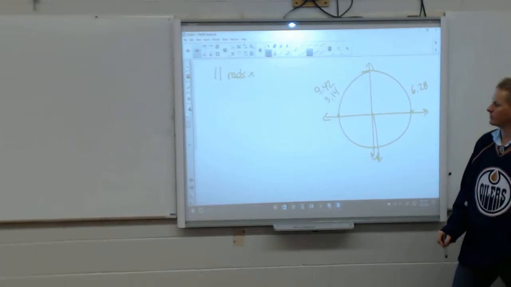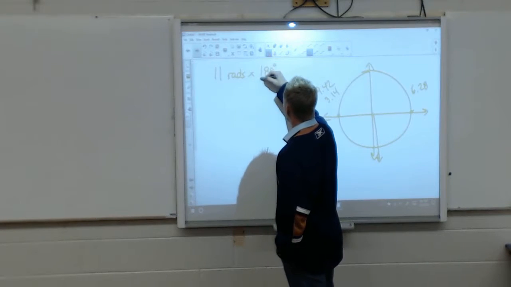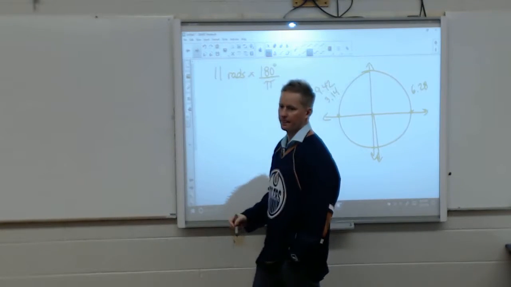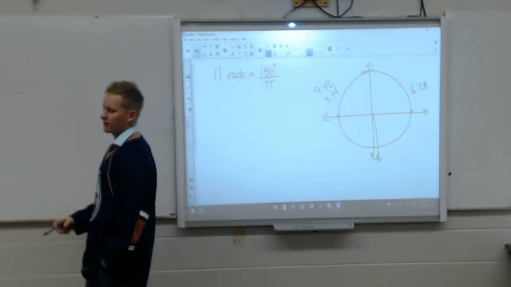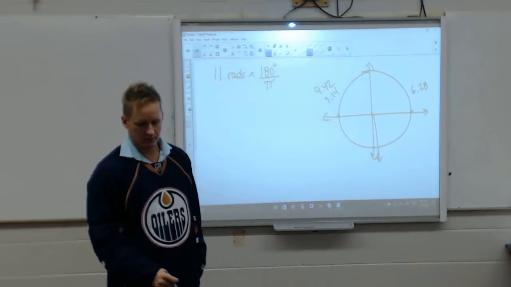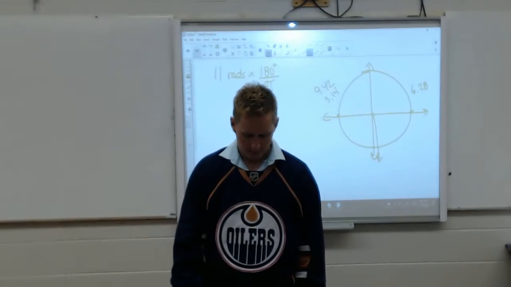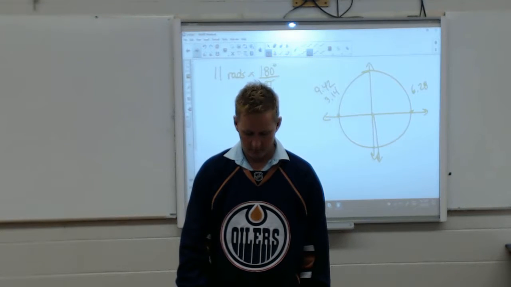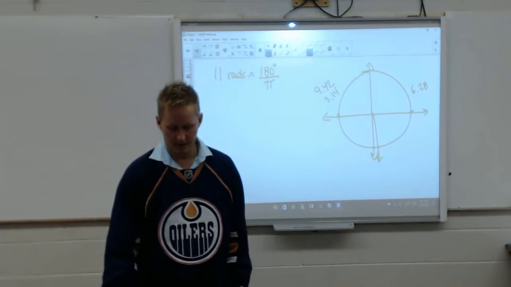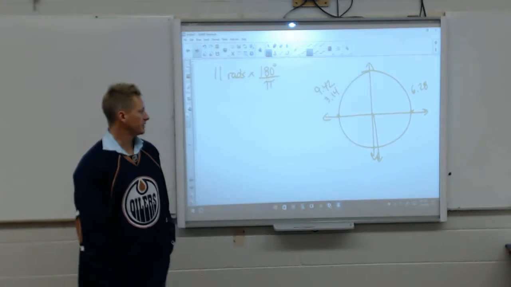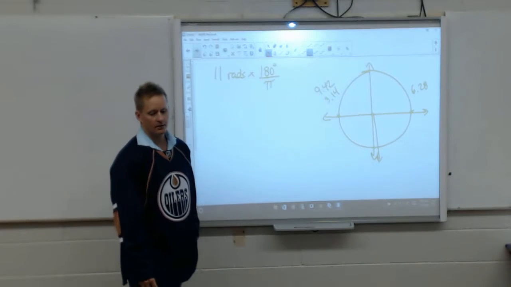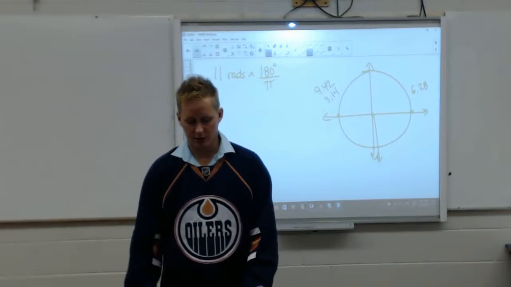11 radians. So let's find out how many degrees it is. Times it by 180 degrees and divide by pi. And that one you use your calculator for. Okay? And I'll tell you how many degrees it was. All right? That's radian measure.